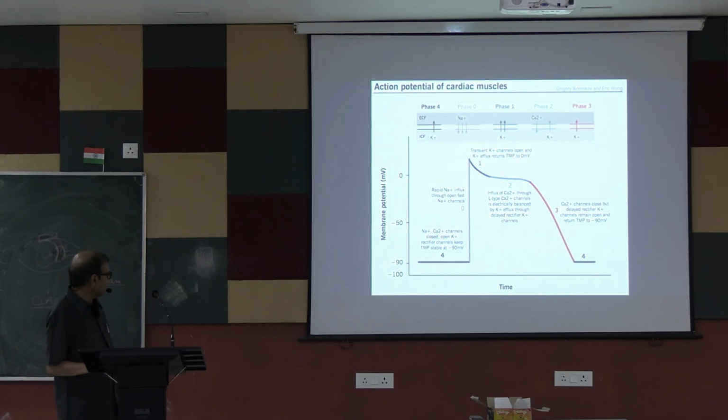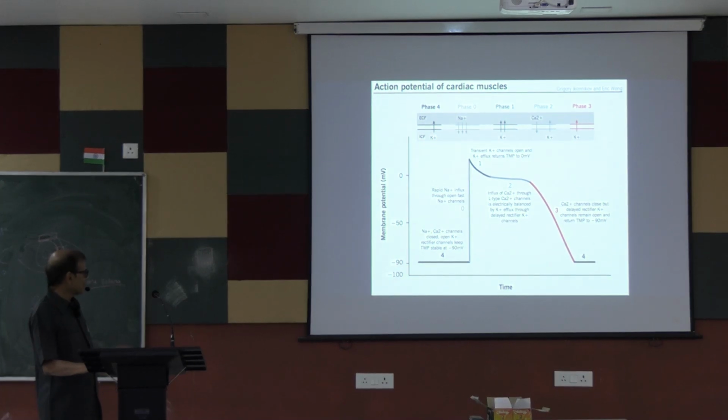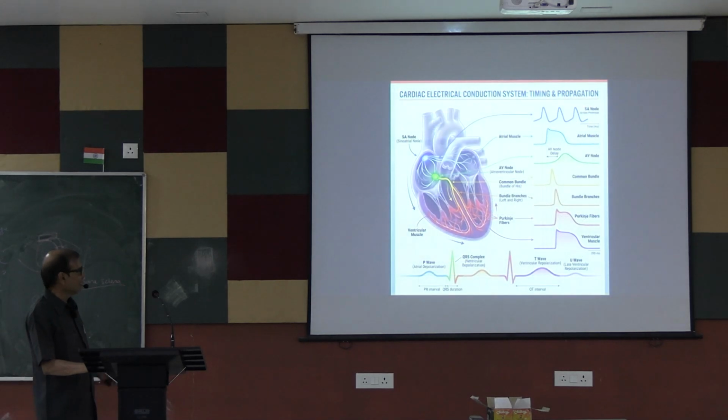So the membrane potential has 4 phases. Phase 4, that is the phase at rest. Then phase 0, depolarization, sodium influx. Phase 1, potassium efflux. Phase 2, calcium influx, potassium efflux. Phase 3, calcium closure, potassium efflux, and this is phase 4 again. This is the summary and the consequences.